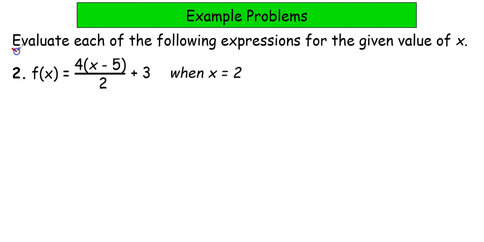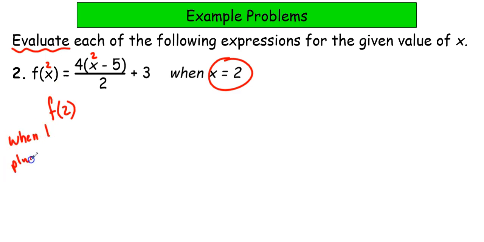One more example, then we're done. Evaluate each of the following. Again, evaluate, all that means is plug it in. So I take my x value, wherever I see an x, I'm going to plug in a 2. I know that this means f of 2. So when I plug 2 into the function, that's all f of 2 means. I want to figure out what my output is, what my outcome is there. So a little bit different here. So we're going to go ahead and plug in.